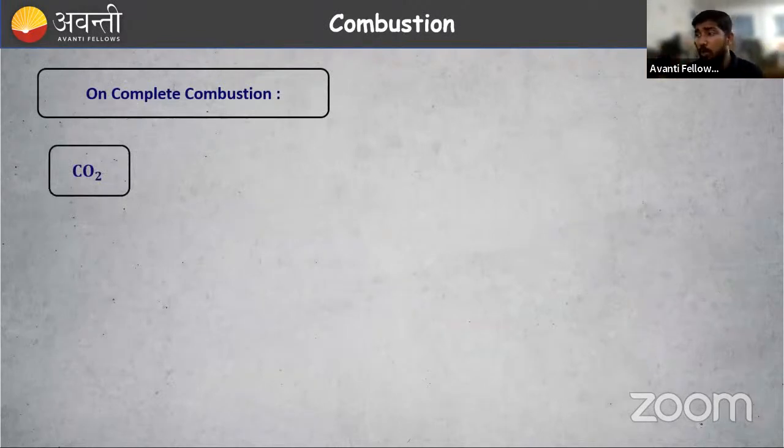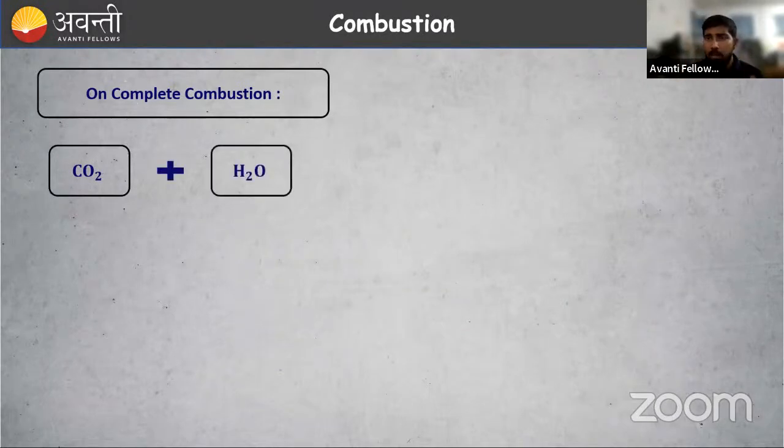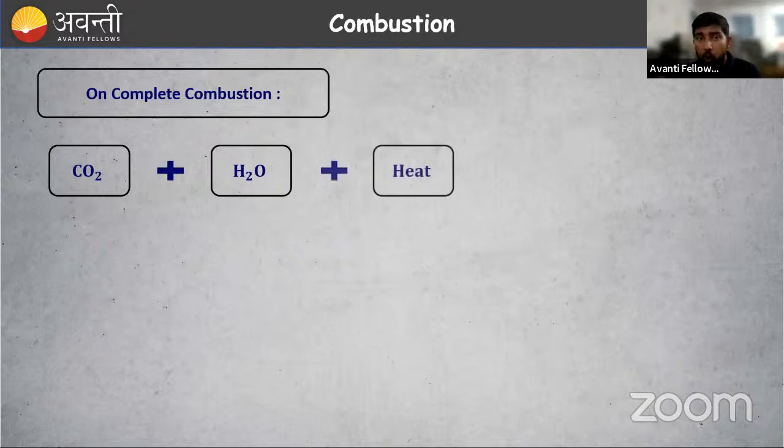Then what are the products obtained? Okay, Bharat is listening. Great. Carbon dioxide is present. Then we have H2O, that is our water. So these are the products obtained: carbon dioxide and water. Then an immense amount of heat is released here. So for combustion, we have to write the reaction.